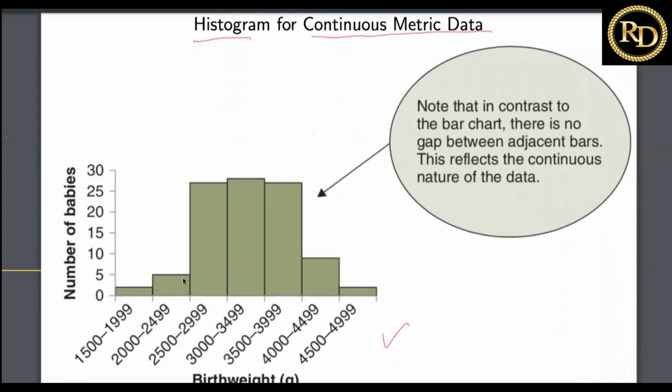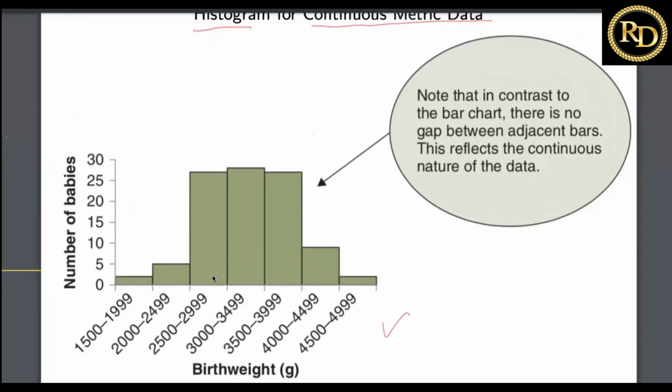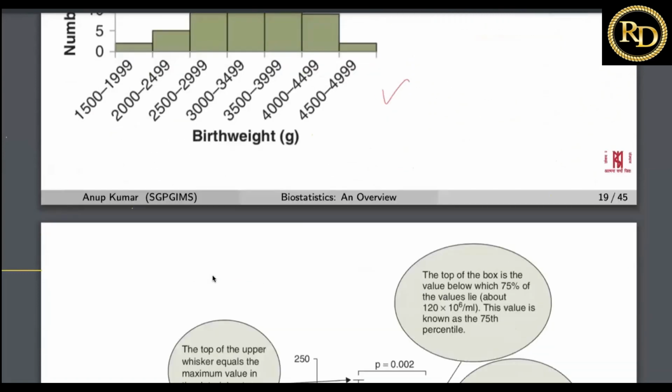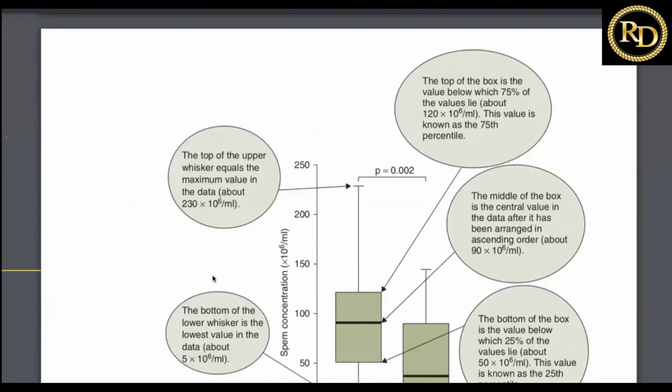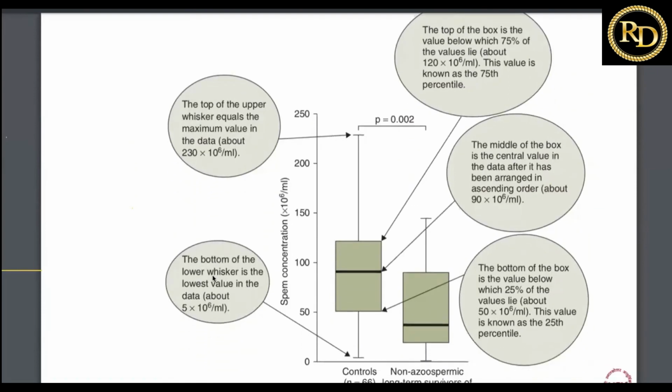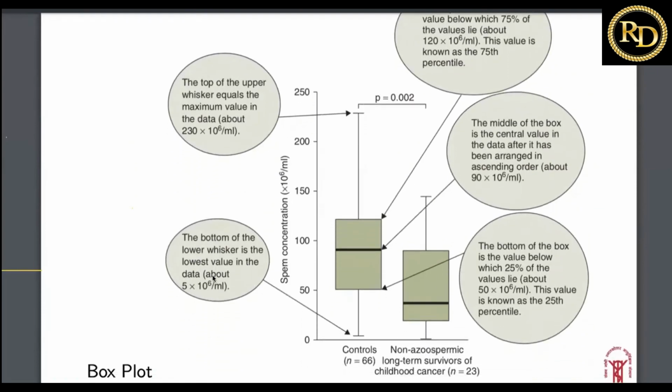Okay. So what is that? There is continuity in the bars, so it becomes the histogram. You should take very important note that if your data is discrete metric data, then you should prepare a bar chart, and if your data is continuous metric data, then you should prepare a histogram. These questions are usually asked in various interviews, so you should take note of this.